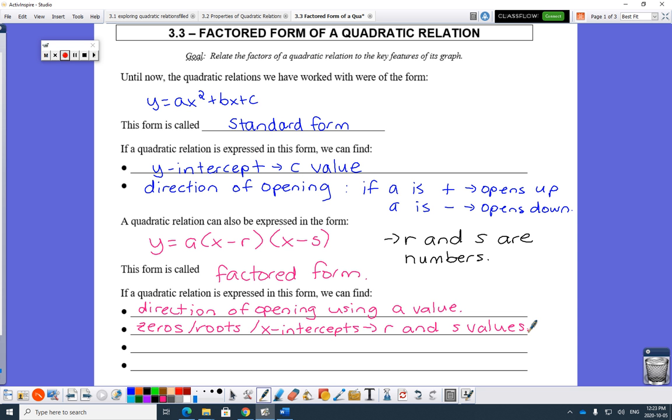Once you have the zeros and the roots, so this is what we did in the last section, then you can find the vertex. So remember we found the halfway point. So r and s, for the x value, take the two values and find the middle, right? Divide by 2. Then sub the x in to find y.